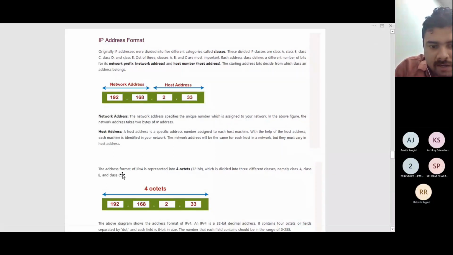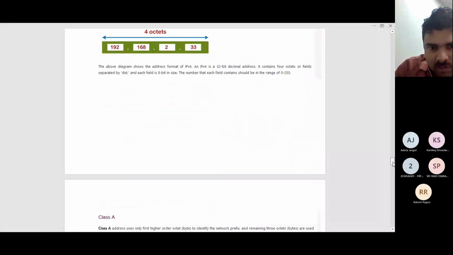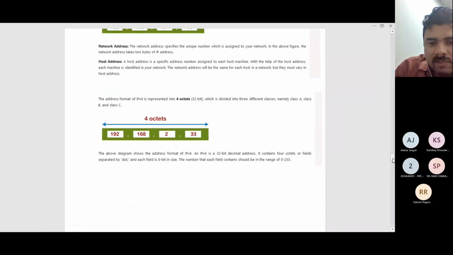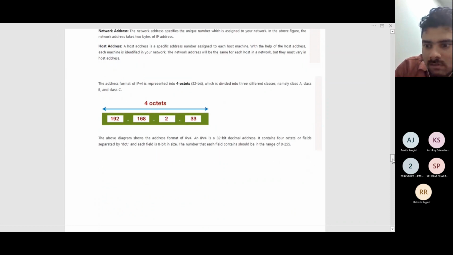So the address format is IPv4, represented in 4 octets. We can also say 4 octets, but the main term is 32 bits. 32 bits is a very common word. Octet is confusing every time, so we call it 32 bits. See, it is divided into 3 main classes: A, B, C.